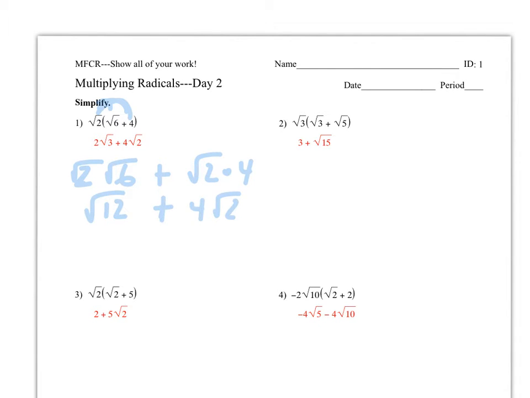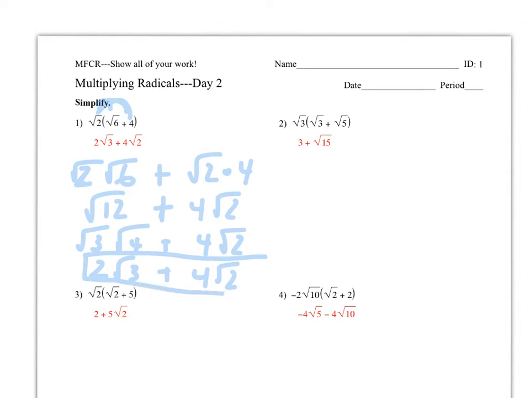Alright, so the square root of 12 breaks down into 3 and 4. And then the square root of 4 is 2. So now we have 2 the square root of 3 plus 4 the square root of 2. They are not like terms. They cannot be simplified anymore. So that is your answer.